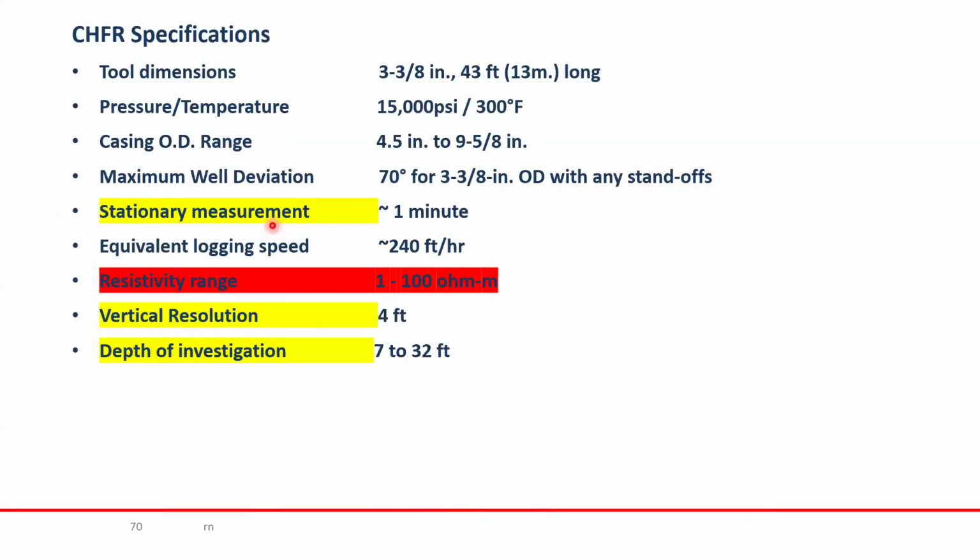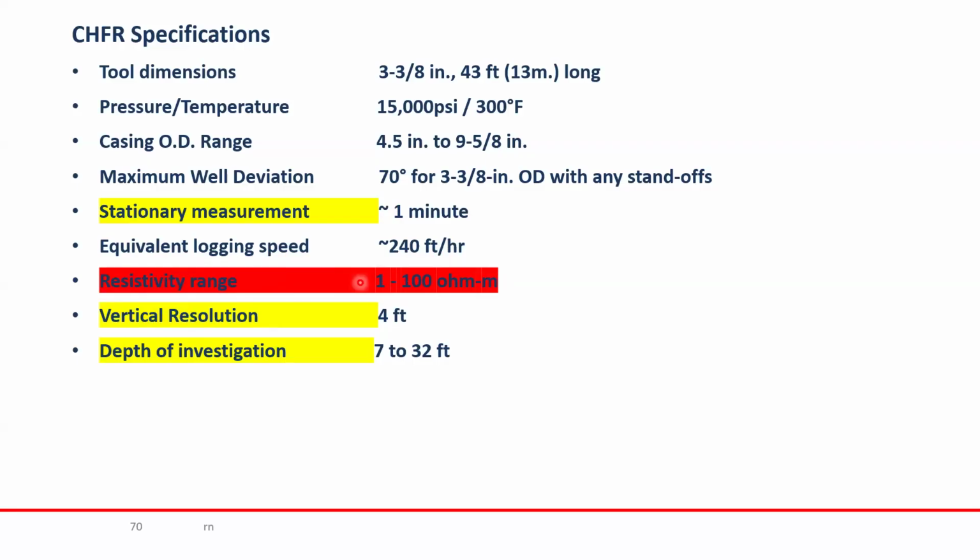This tool, first of all, is not continuous. It is a stationary measurement. You cannot take it continuously. You have to stop every 1 foot, every 2 feet, whatever. You have to stop to measure. Second, it's very slow, equivalent to a logging speed of 200 to 240 feet per hour. This is the most disadvantage of this tool.